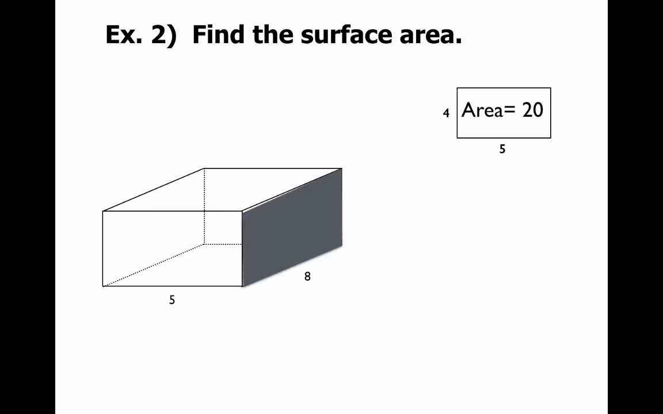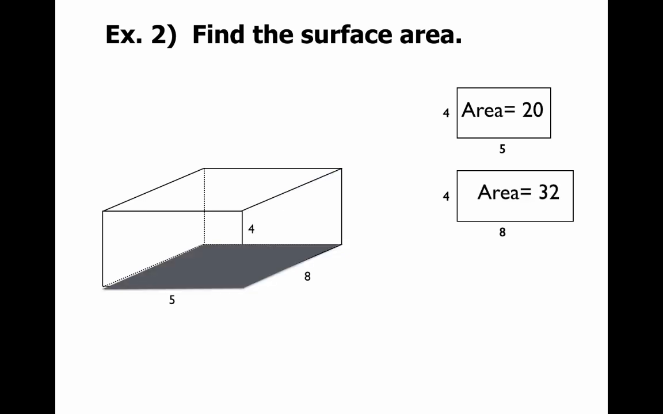Okay, next face. Let's do the right-hand side of this thing. So the right-hand side is a rectangle with dimensions 4 by 8. And 4 times 8 is an area of 32. And then I'm going to go ahead and move to the bottom and top. The bottom is a big rectangle. It measures 8 by 5, and 8 times 5 is an area of 40.